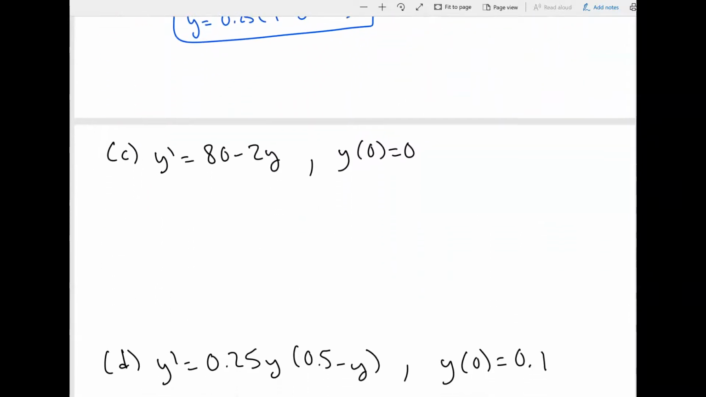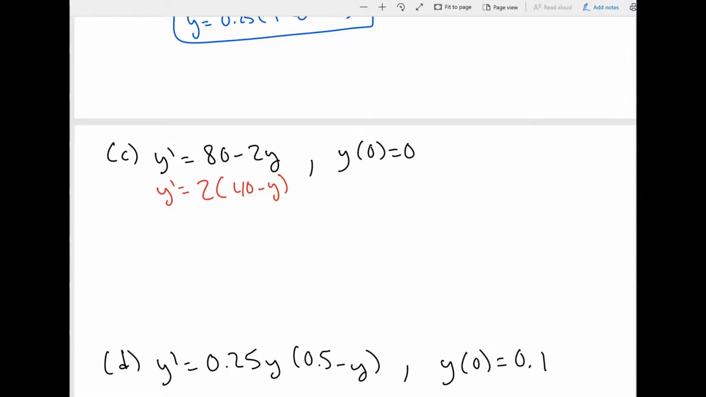Here we have part C. y' = 80 - 2y. Okay, so if you take a look at it, it doesn't look like anything. But you might have an idea that it might look a lot like a limited one. So you might have to do a little bit of algebra. One thing that we can do is factor out a 2. So we have y' = 2(40 - y).